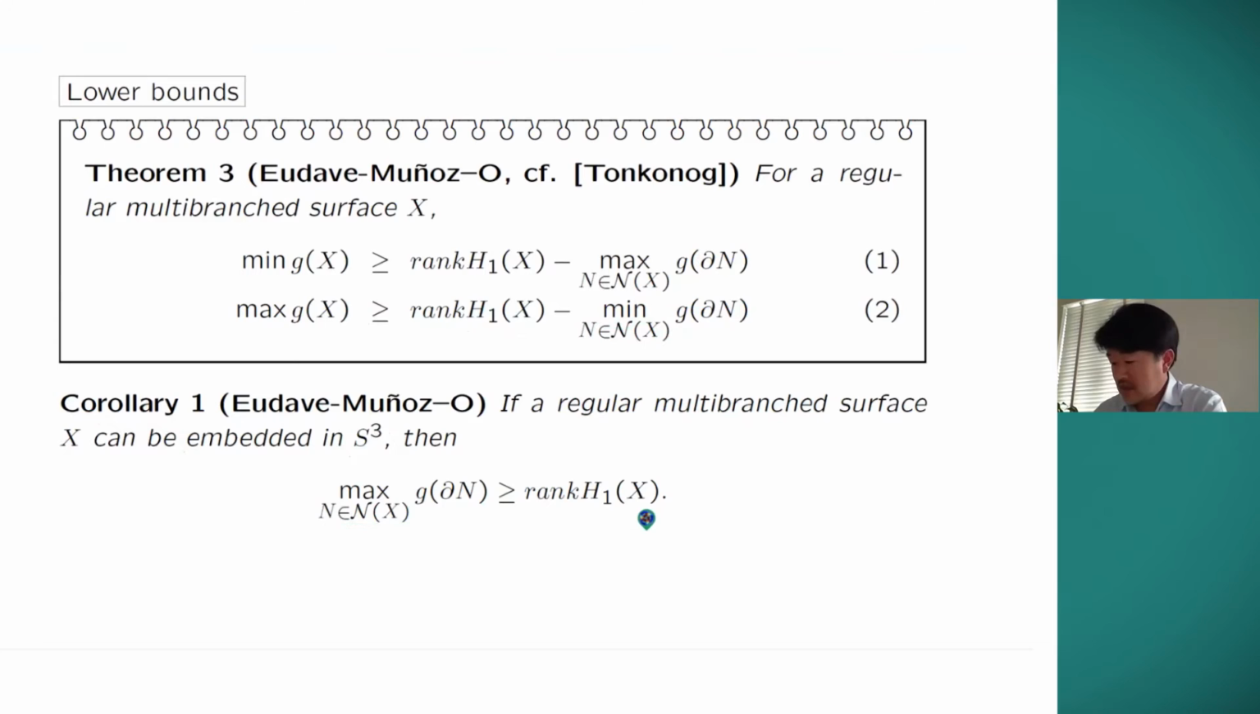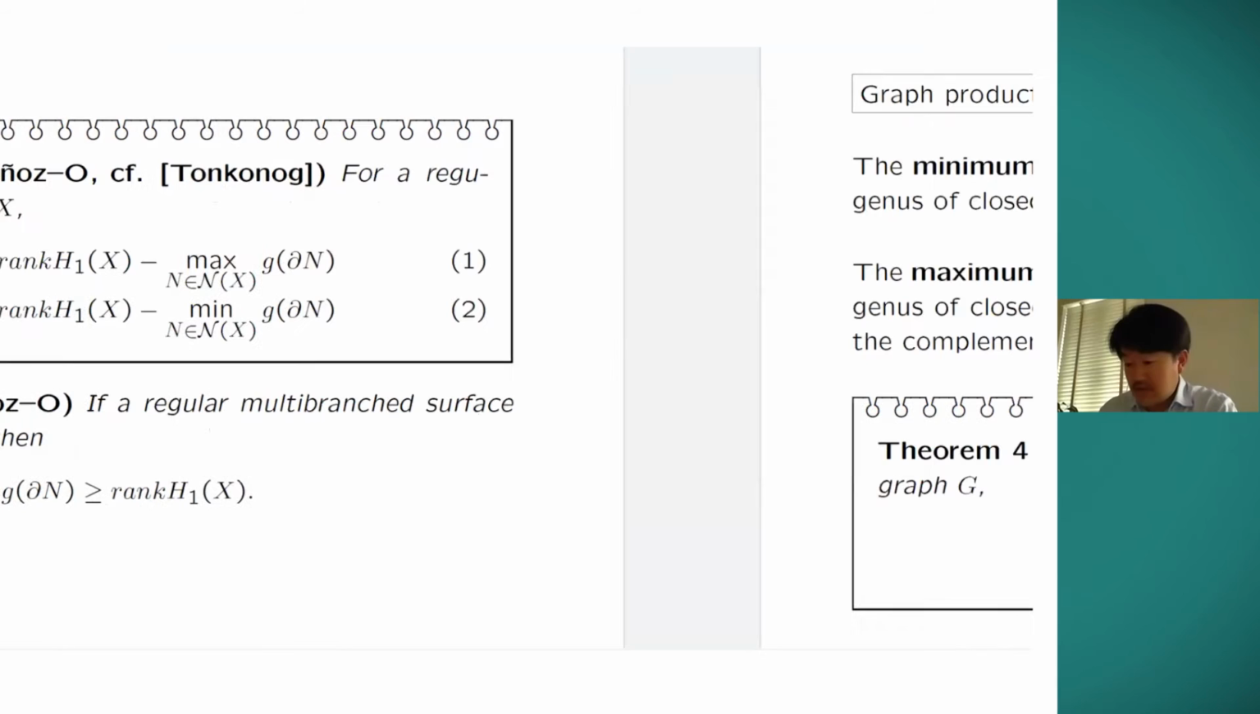To obtain this inequality, we put minimum genus equal to zero. Then we obtain this corollary. Next, we consider graph product.